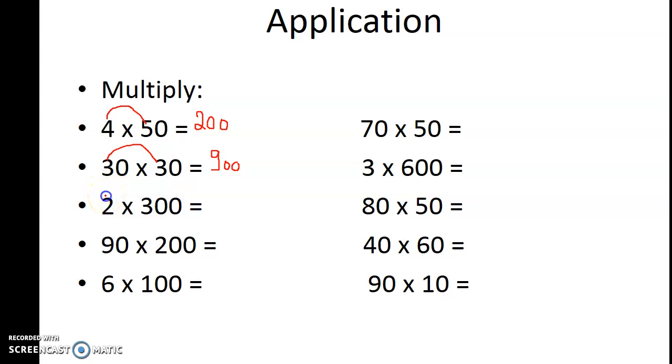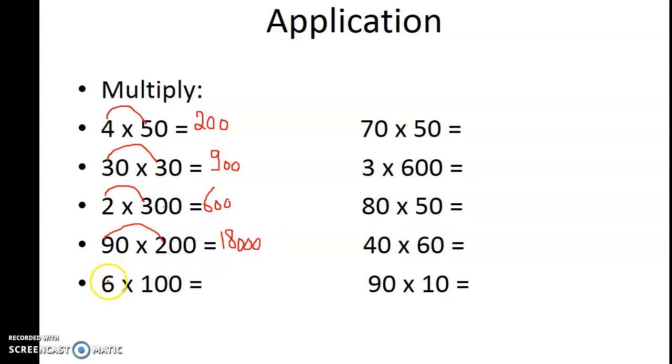The same. Multiply the factors. 2 times 3, 6. Now count the zeros. 1, 2. So I will place them here to the product. Same way. 9 times 2. How much? 18. How many zeros do we have here? In the factors, in both, 1, 2, and 3. Place them here. 1, 2, 3.